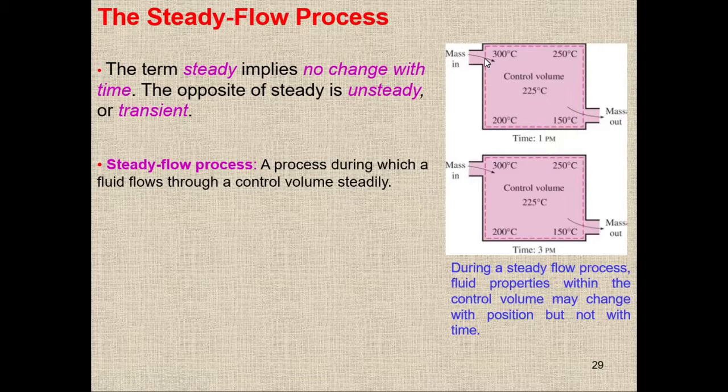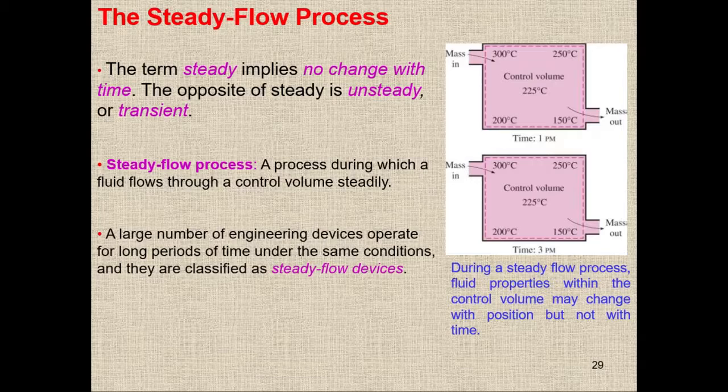Remember, it is basically at a given point. So at a given point, there is no change in the property with respect to time. So 300, 300, and at the outlet, 150 degrees Celsius, here again 150 degrees Celsius. So with respect to time, there is no change at a given point. So it is called a steady flow process. So what will be the unsteady? Unsteady is if there is a change in the property with respect to time. So we have the steady process, we have the unsteady process.